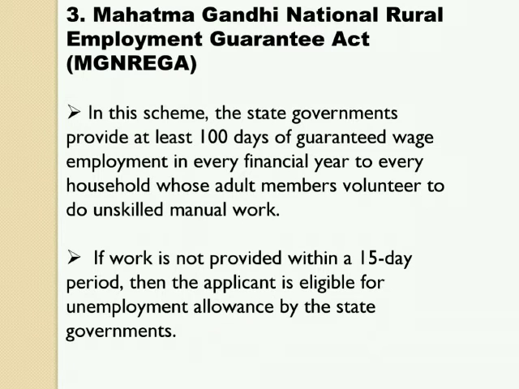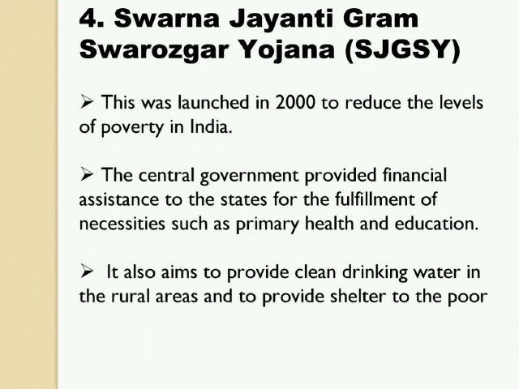Mahatma Gandhi National Rural Employment Guarantee Act. In this scheme, the state government provides at least 100 days of guaranteed wage employment in every financial year to every household whose adult members volunteer to do unskilled manual work. If work is not provided within a 15-day period, then the applicant is eligible for unemployment allowance by the state governments. Swarna Jayanti Gram Swarozgar Yojana.